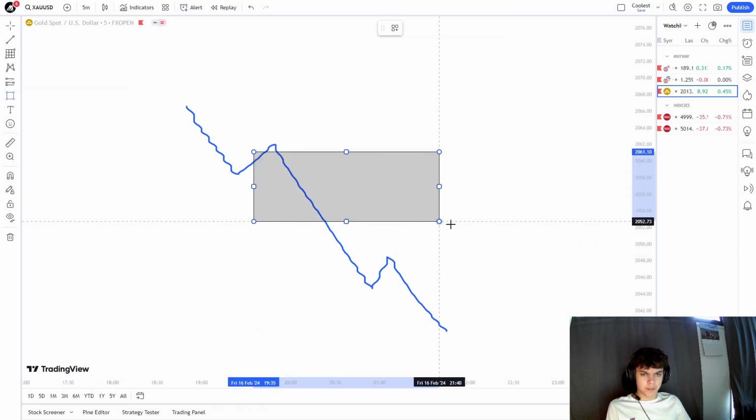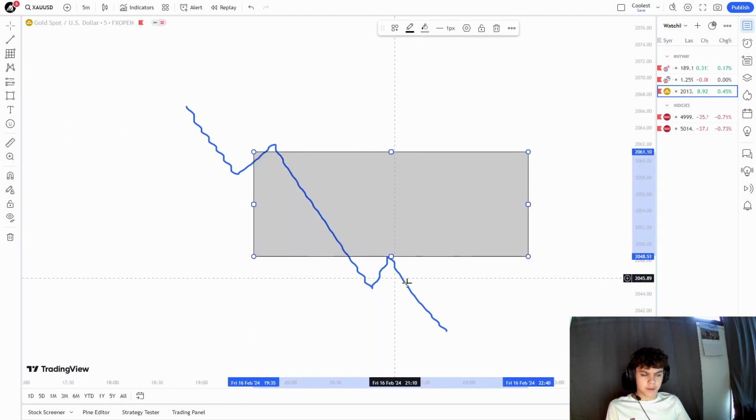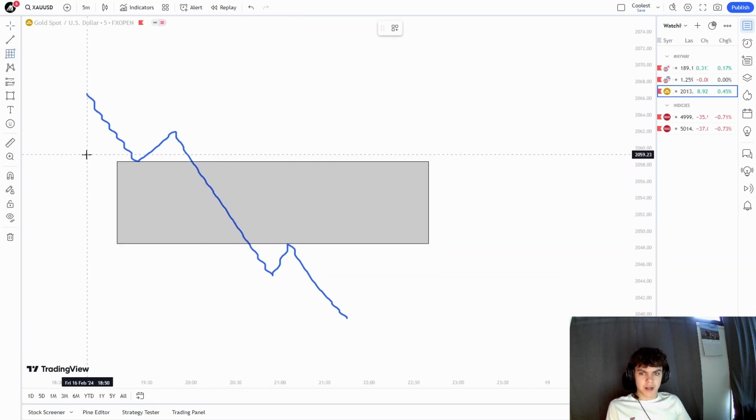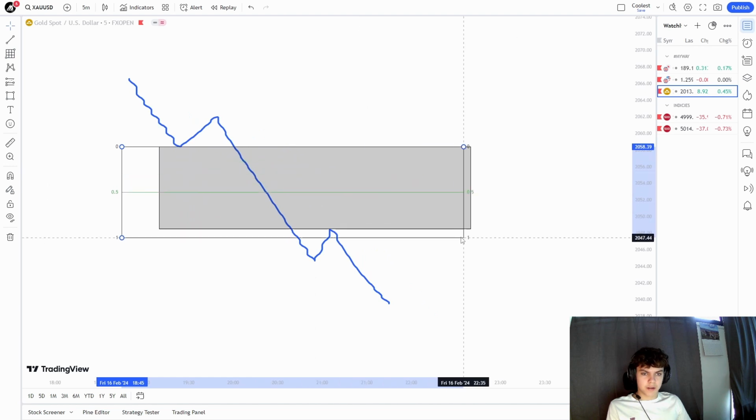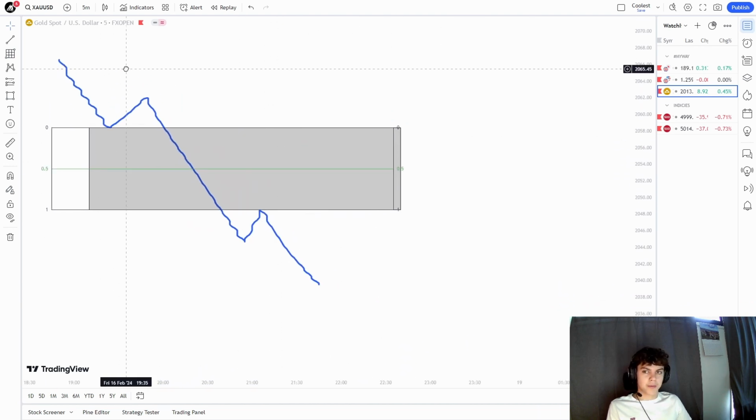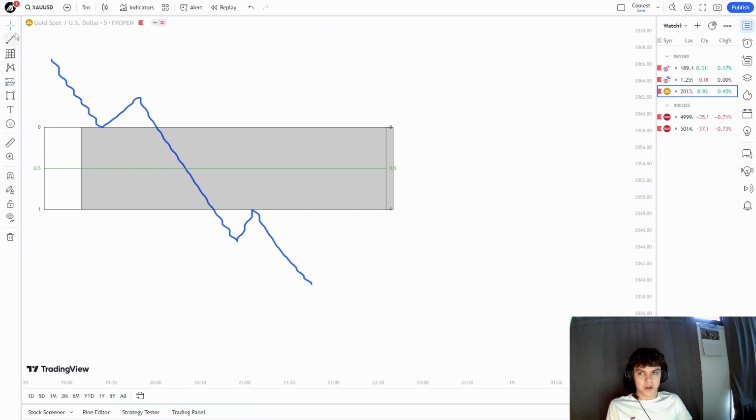Then you mark it out like this, from the previous candle's wick, like this. And if you want the prime, this is how you can do it, like this. This is the full area, the full filling.